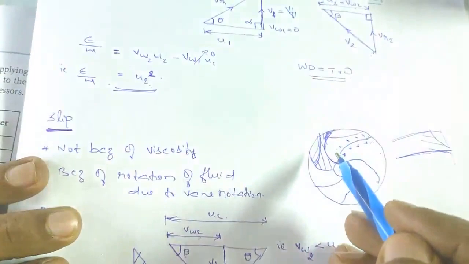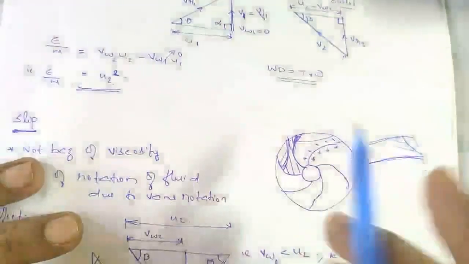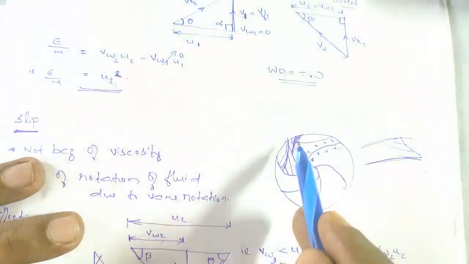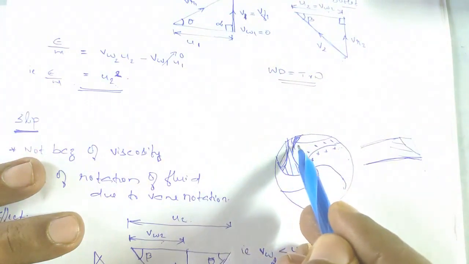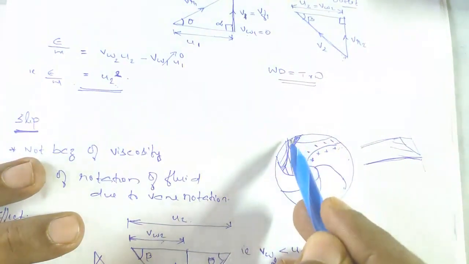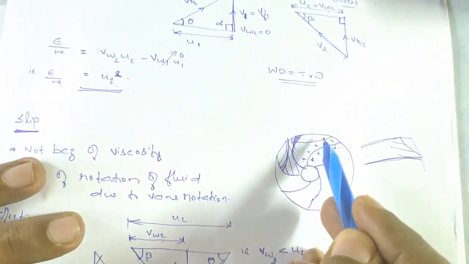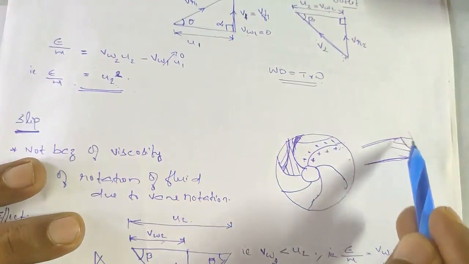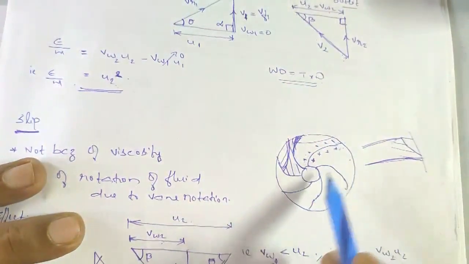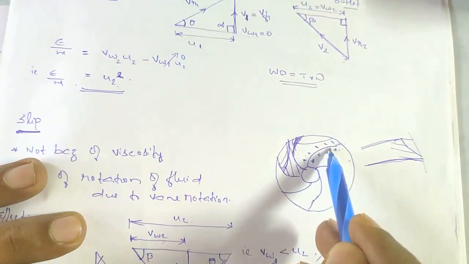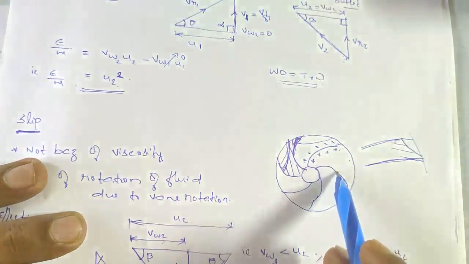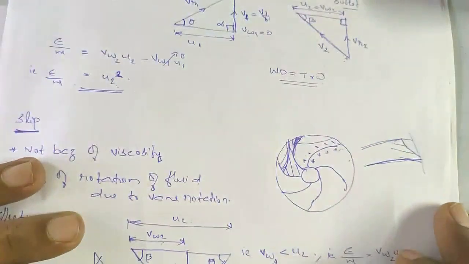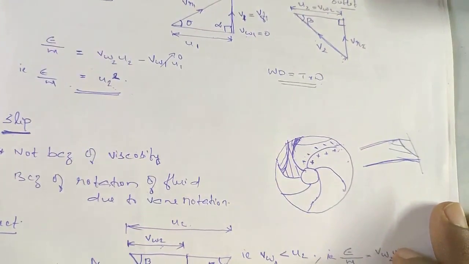Because of this, the velocity of the fluid will not be uniformly distributed in these passages. In fact, it will be less here and it will be increasing to this side. So that means a skewed distribution of velocity will be there. If this is the passage, you can see here I have drawn a skewed distribution. The velocity will be lower at this end and increase gradually to this end. That means the velocity distribution is a skewed one. This phenomenon is known as slip.